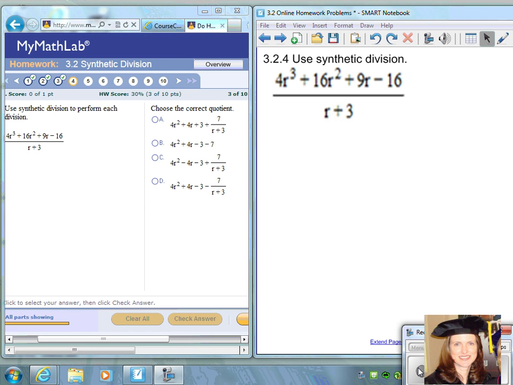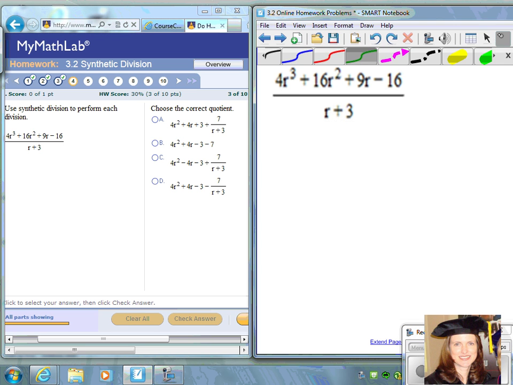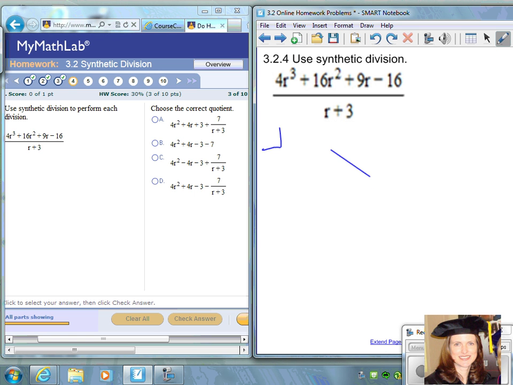Continuing on with section 3.2 synthetic division, problem number 4 says to use synthetic division when you're dividing 4r cubed plus 16r squared plus 9r minus 16 all divided by r plus 3. Now this one is set up fine, there are no missing exponents, so we can start the setup with a number that goes in the box. Since we're dividing by r plus 3, the minus 3 is what goes in the box.